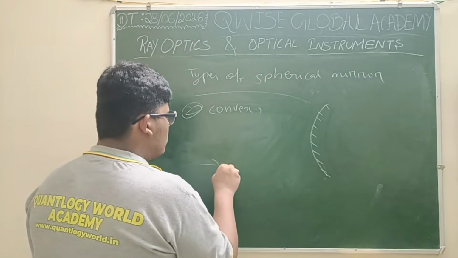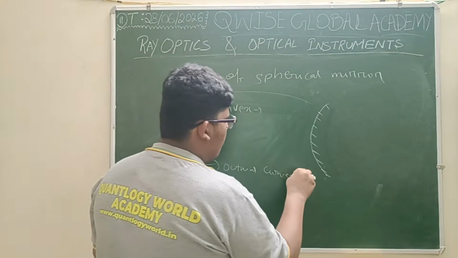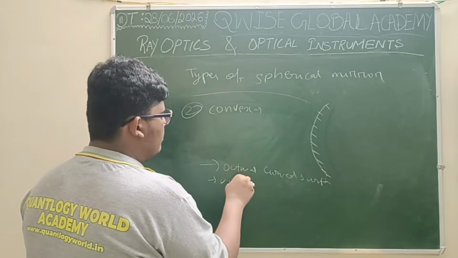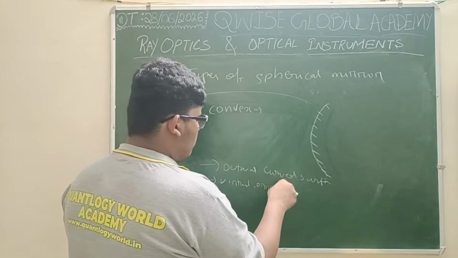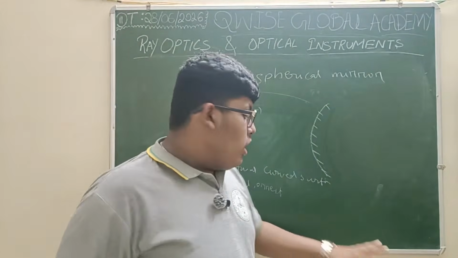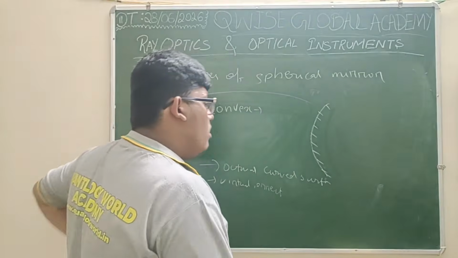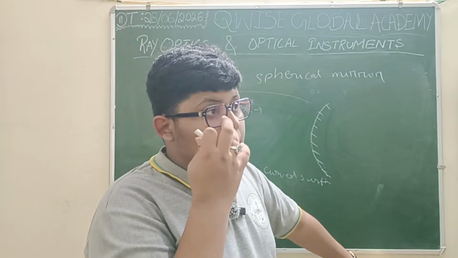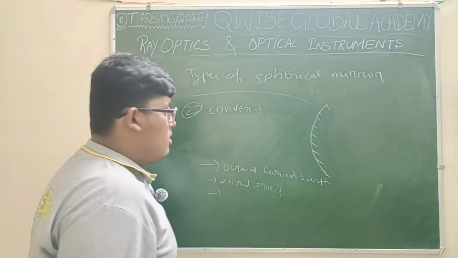It has also some characteristics. Outward curved surface, produces virtual and erect image. Concave mirror can produce either real or virtual image, but convex mirror only produces virtual image. An example, you can say a rear view mirror of vehicles. Yes, that is the best example. Street lights, these are the good examples of convex mirror.